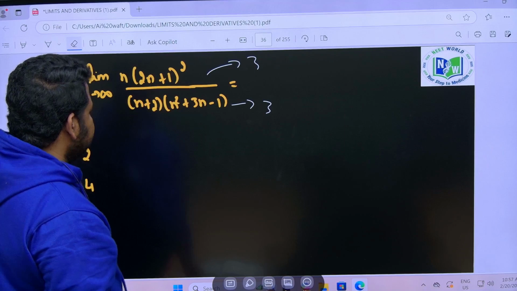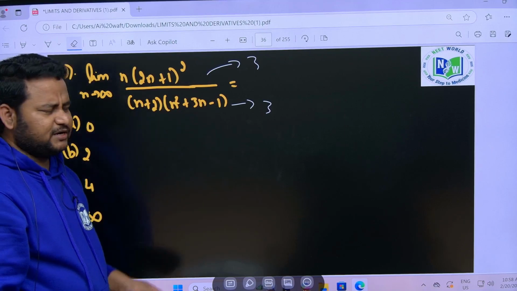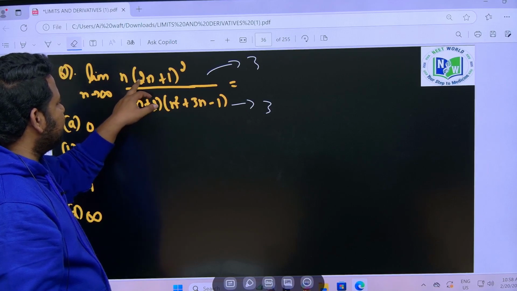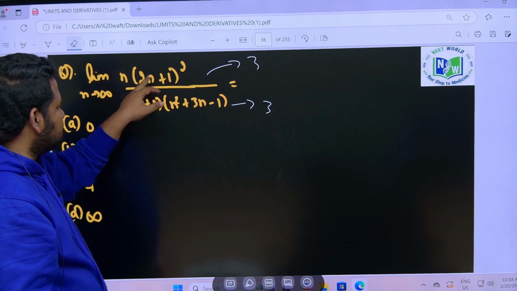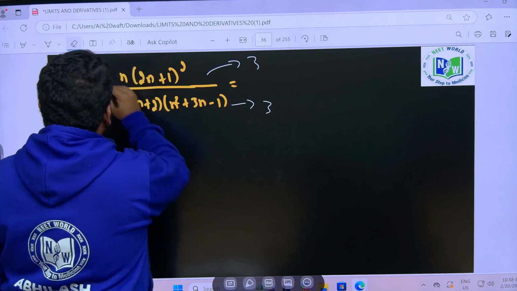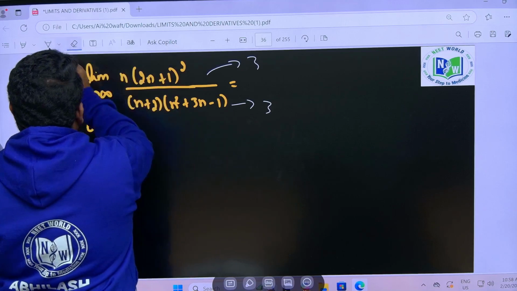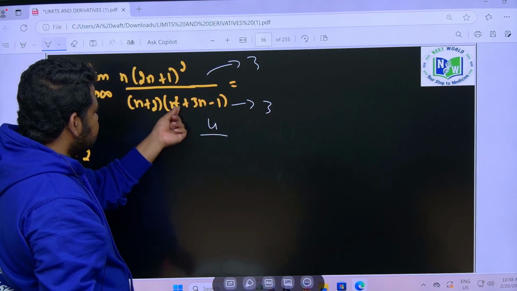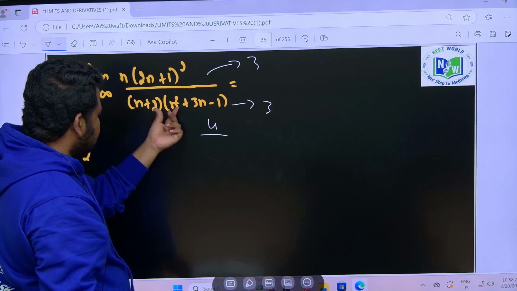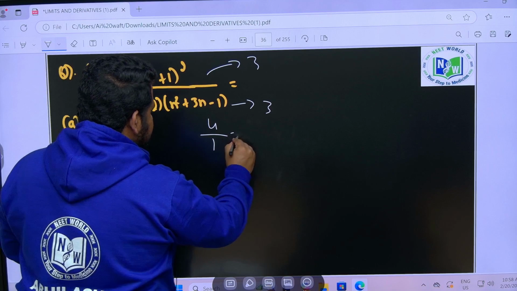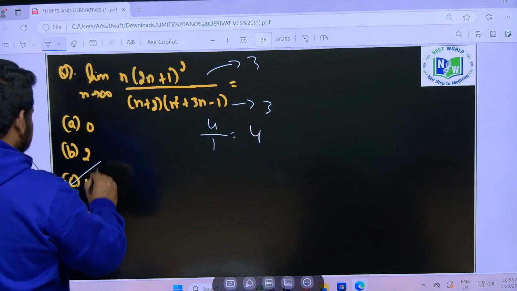The powers are the same. When the powers are the same, as I told you, we take a to the power of m divided by b to the power of m, the coefficients of the highest power. So here the coefficient in the numerator is 2 into 2 square, which will be equal to 4. In the denominator, n into n square gives n cube, whose coefficient is 1. So the answer is 4, that is option C.